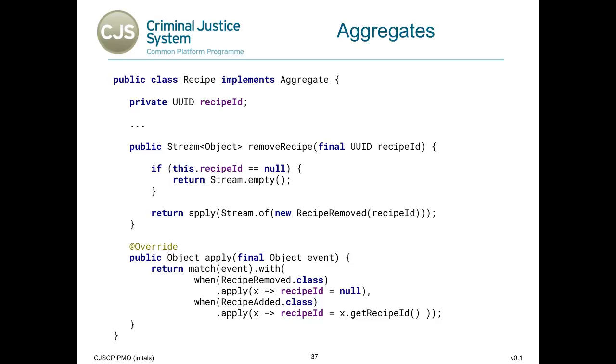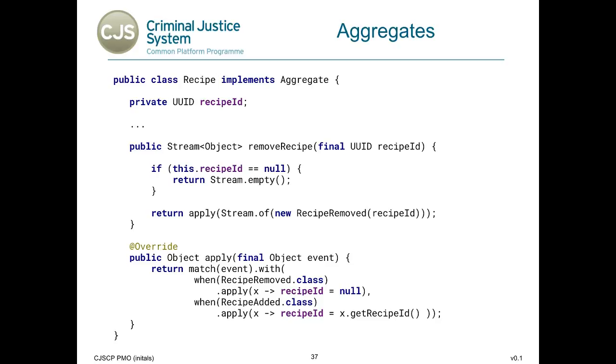Okay, so here's an example of what I mean. This is a recipe aggregate. It's incomplete, and it's just to demonstrate the concepts. The aggregate interface that it implements insists that it implements an apply method that takes an event. We have some fluent helper functions that you can see in the apply method that allow you to match on events and perform state changes.